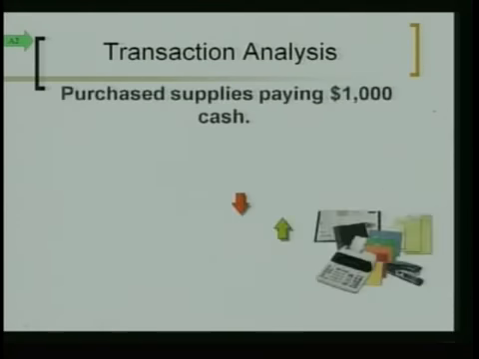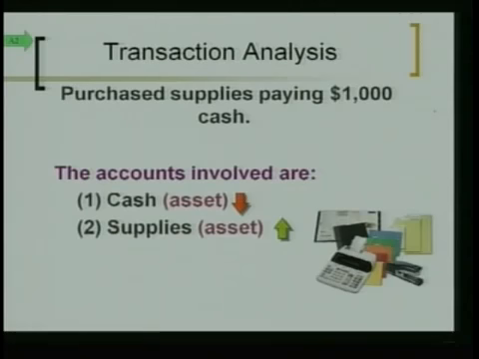Let's look at another transaction. Let's say they purchased office supplies and they paid $1,000 cash. Well, what would be the accounts that are affected? Well, cash would go down, right? And supplies would go up. Now, supplies are things like binders, Post-it pads, staples, pencils, stuff like that. But think about it. You go to Office Depot with $1,000 cash. When you leave, your cash is decreased, but your office supplies have increased, both by $1,000, correct?